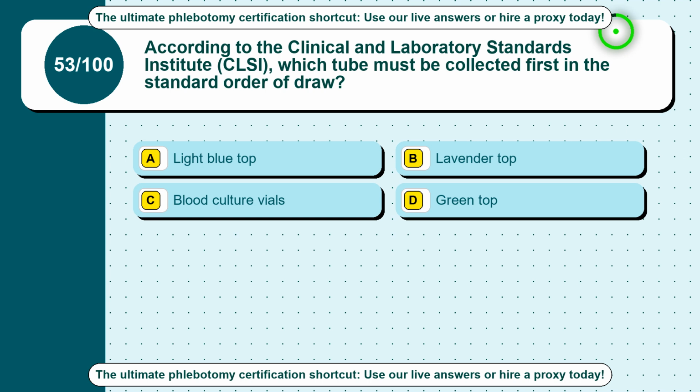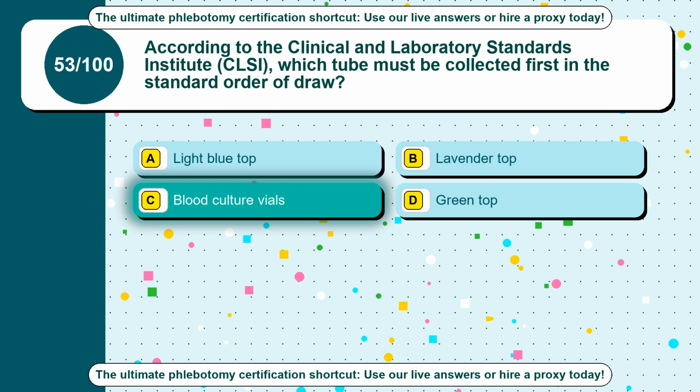Question 53. According to the Clinical and Laboratory Standards Institute, CLSI, which tube must be collected first in the standard order of draw? Option A, light blue top. Option B, lavender top. Option C, blood culture vials. Option D, green top. The correct answer is option C, blood culture vials.